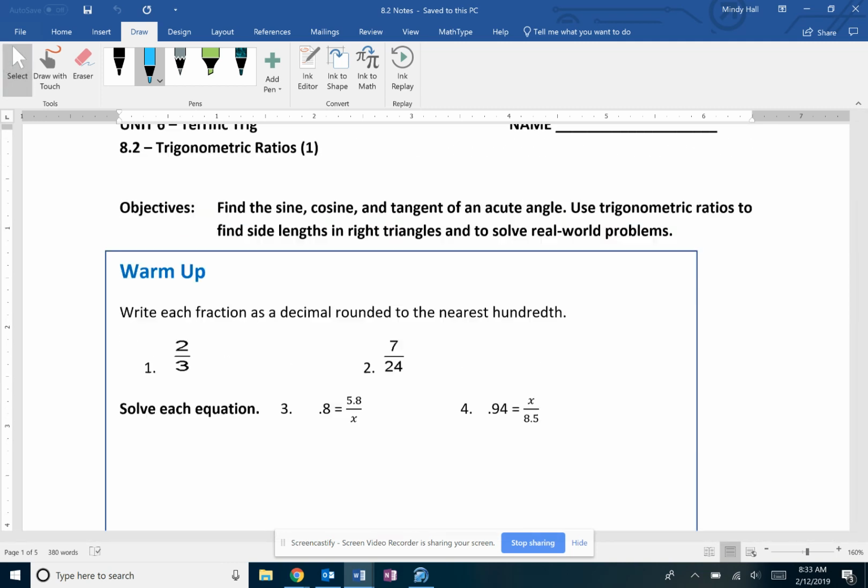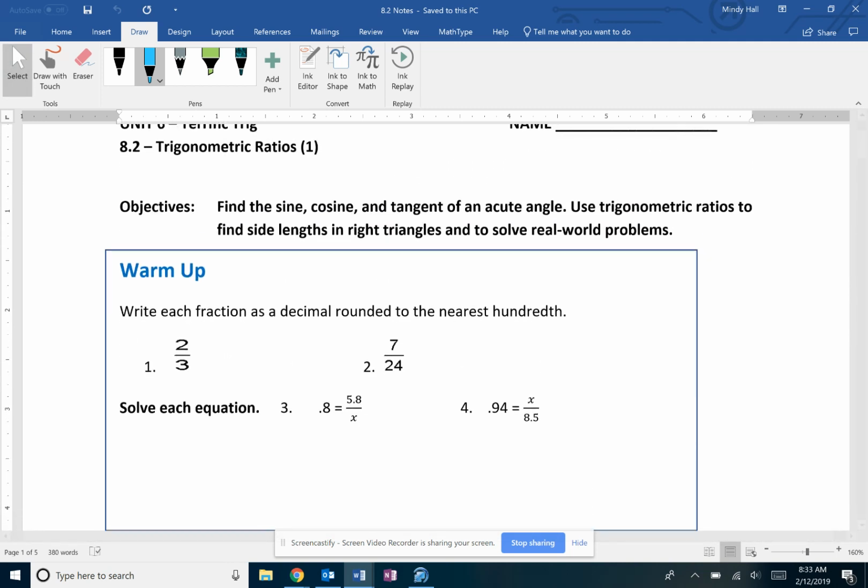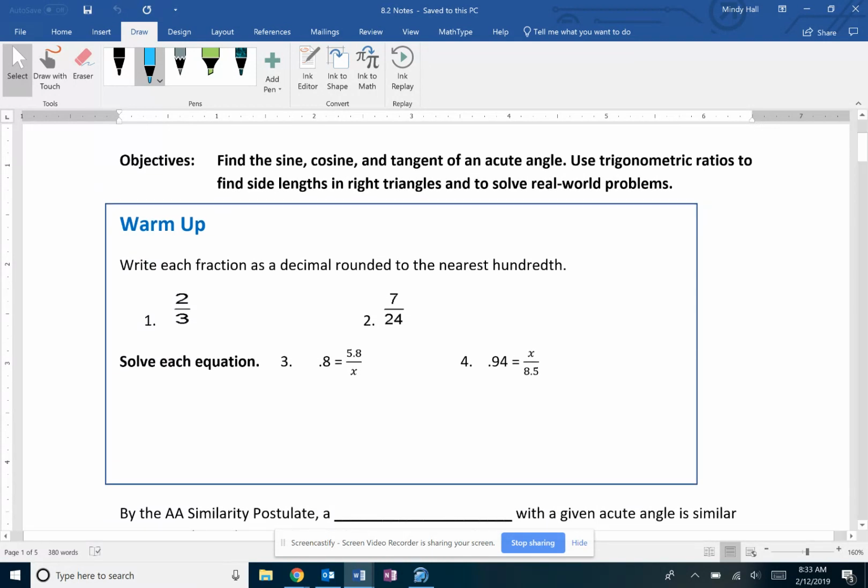We're going to be doing some terrific trig and finding the sine, cosine, and tangent of acute angles. So our warm-up is just converting fractions into decimals.